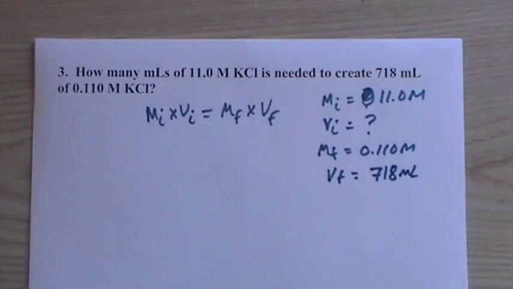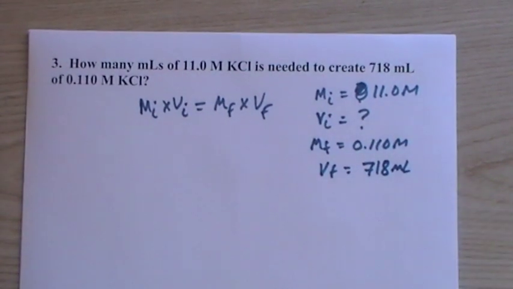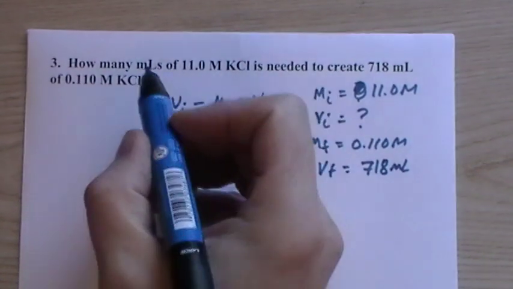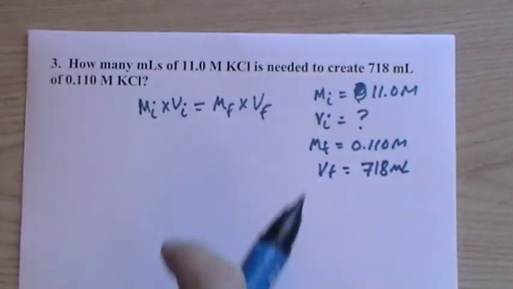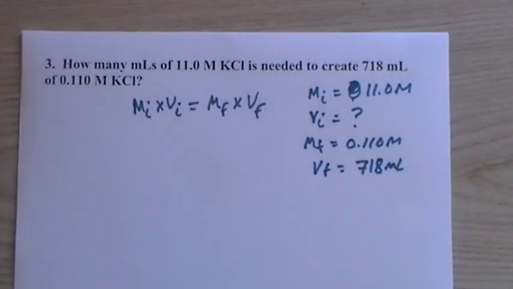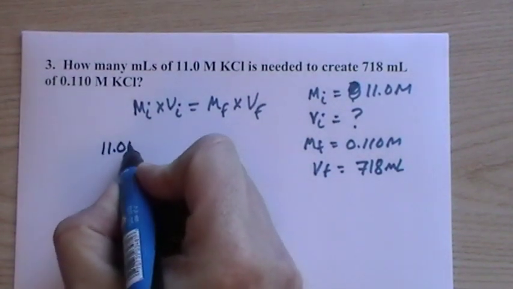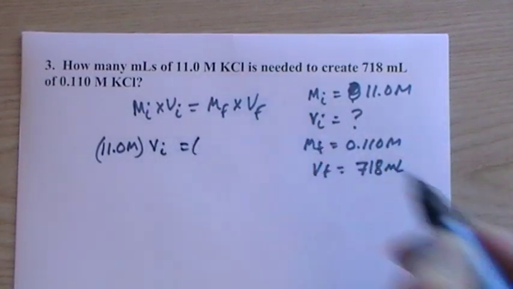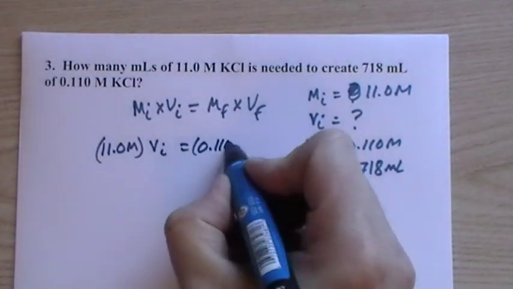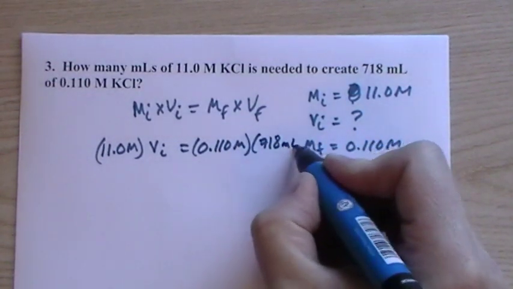Since we only have one volume, I'm going to leave it in mils, just so you can see that you do end up with mils as your volume. And that's what they're asking for anyway. If you change this over to liters, your answer would be in liters, and then you'd have to convert back to mils. So might as well leave it alone. We have 11 molar, and we don't know this volume. Our concentration is 0.110 molar, and our volume is 718 mils.